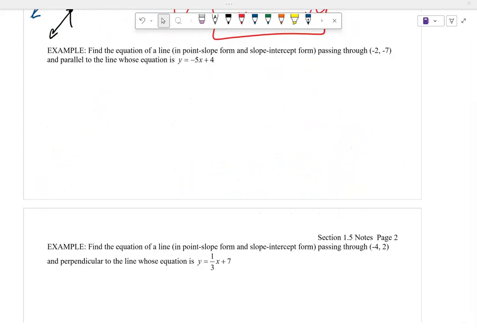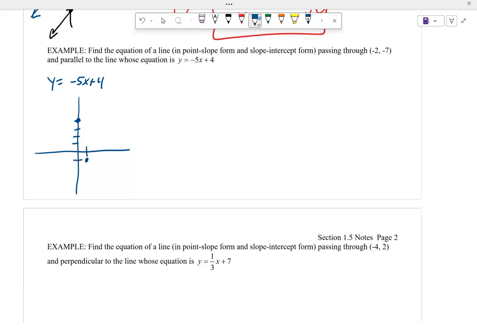Find the equation of a line in point-slope and slope-intercept form passing through (-2, -7), but it's parallel to this: y = -5x + 4. Let's put that on a graph. I've got a y-intercept of 4, that b value is 4 there, and a slope of -5 over 1. So I'm going to drop down 1, 2, 3, 4, 5, and right 1.